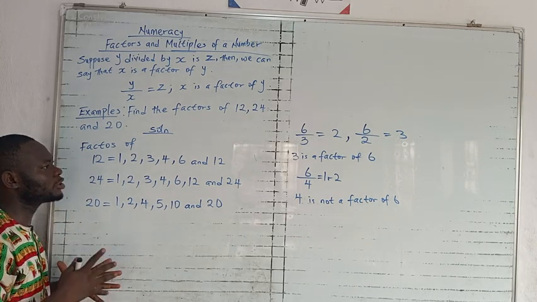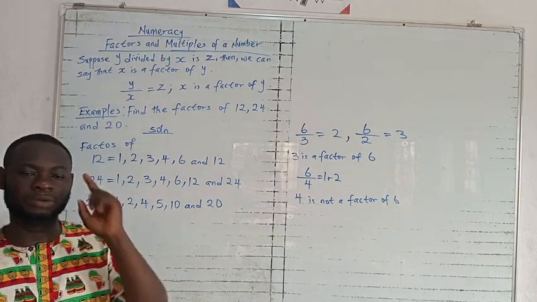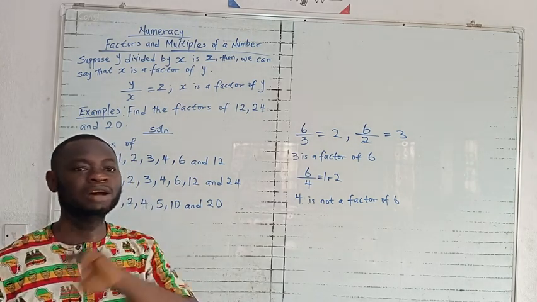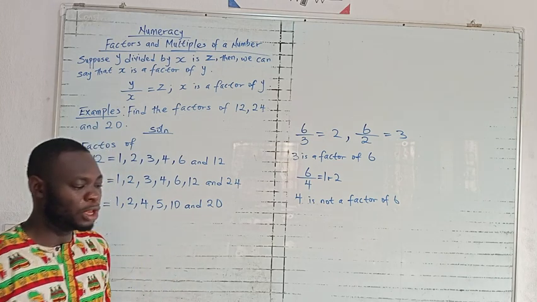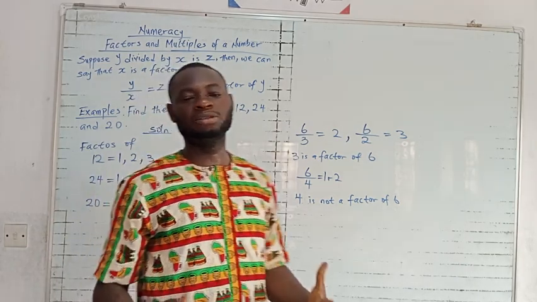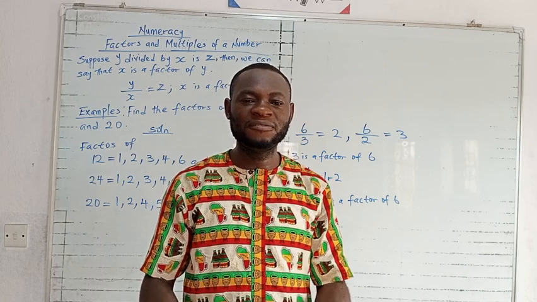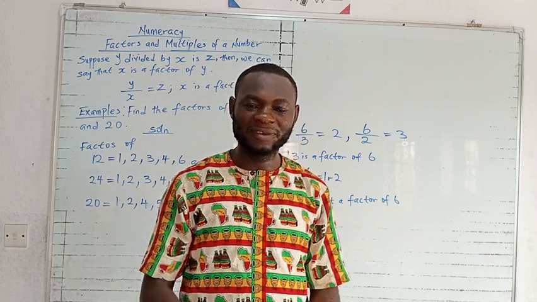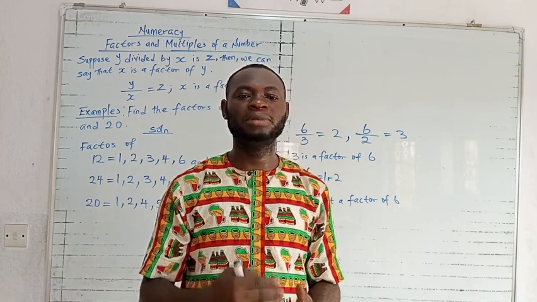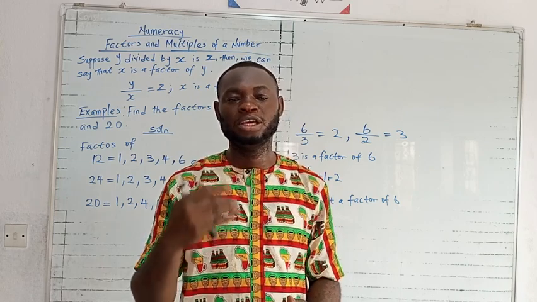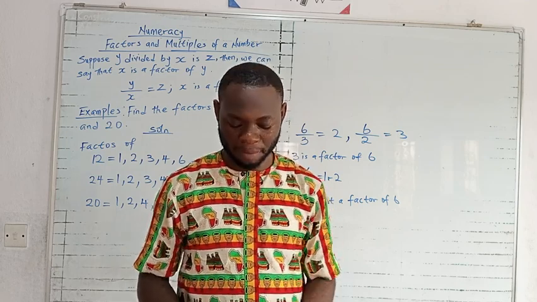So, factors of numbers simply means all the numbers that can divide that one single number without any remainder. So whenever you are asked to find the factors of a number, the question is simply asking you to list out every number that can divide that particular number without a remainder. And all the numbers that can divide that number without a remainder are called the factors of that number.